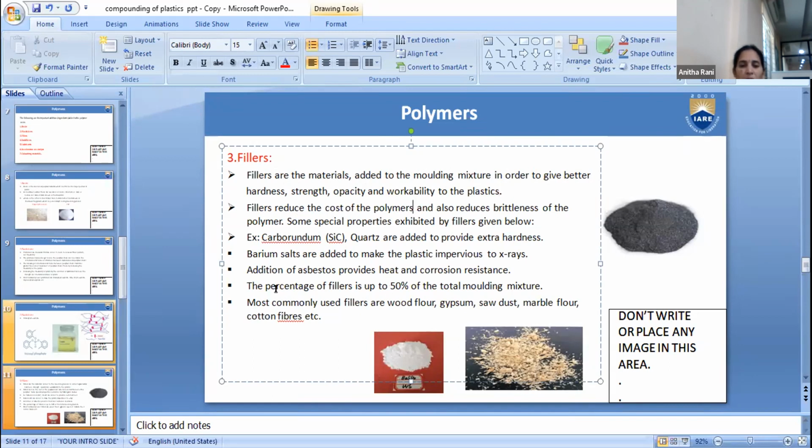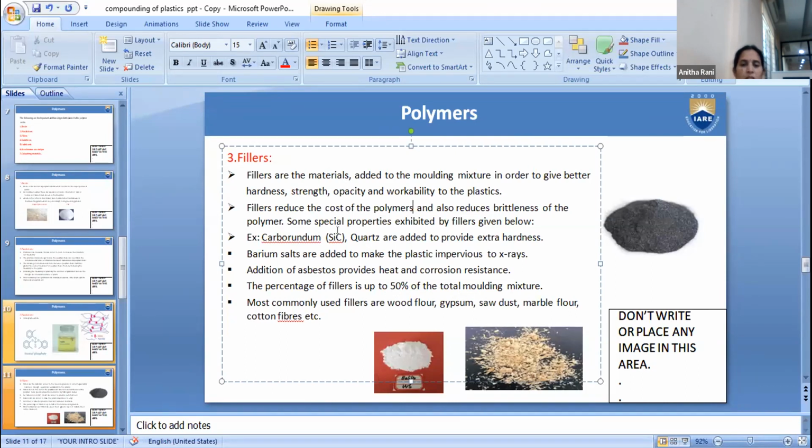You can add fillers up to 50 percent, because we get good strength. We can use up to 50 percent of the total molding mixture. Everywhere we won't take 50 percent, but we can take 30, 40, up to 50 percent of the total molded mixture. It also reduces the brittleness of the polymer, which means it won't break easily, because the strength of the material increases. So it reduces the brittleness of the polymer. For example, I have given three here.